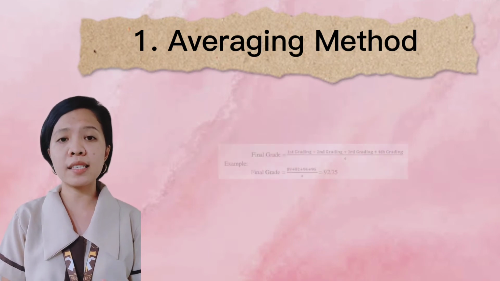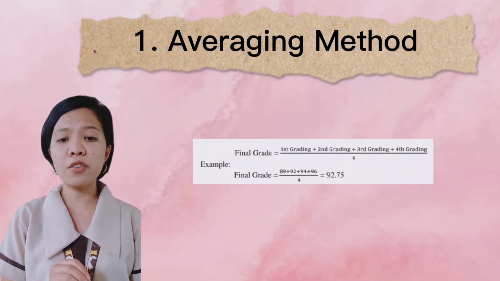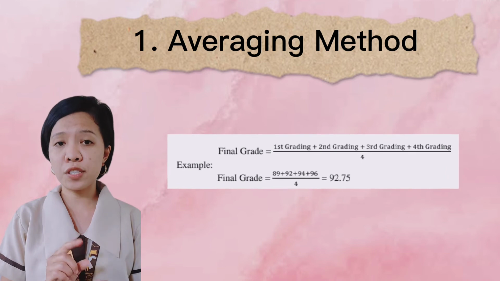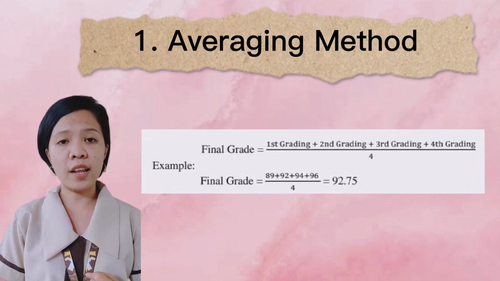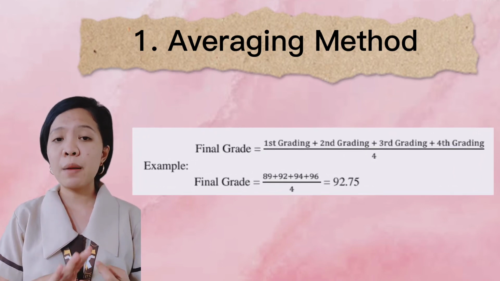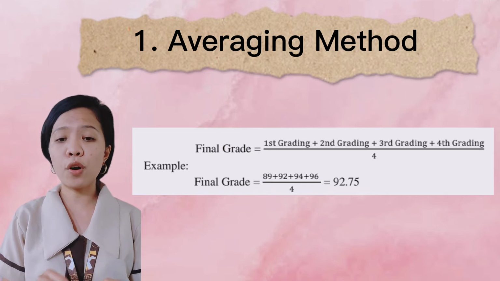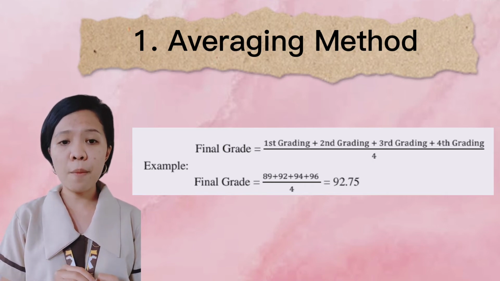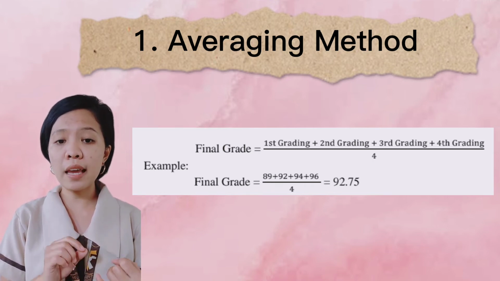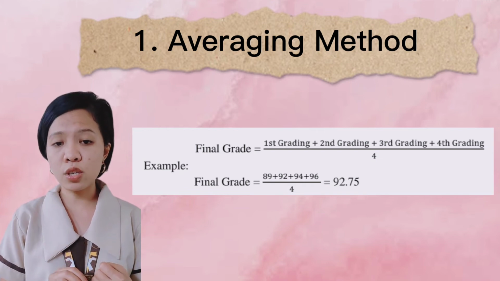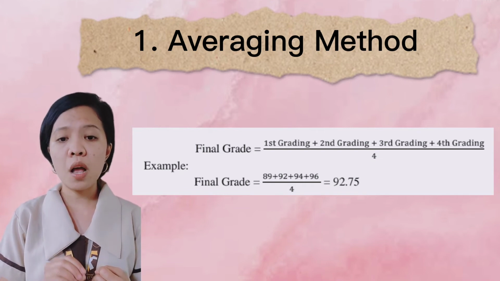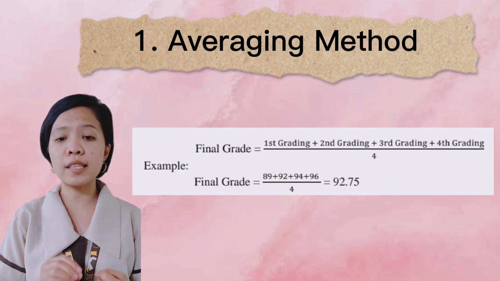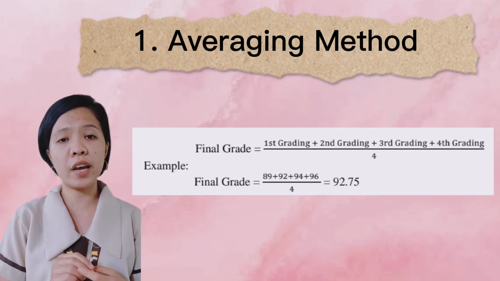The formula is, for example, final grade is equal to first grading plus second grading plus third grading plus fourth grading over 4. For example, the final grade is 89 plus 92 plus 94 plus 96 over 4, which is equal to the final grade of 92.75.